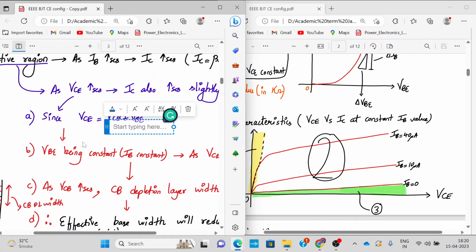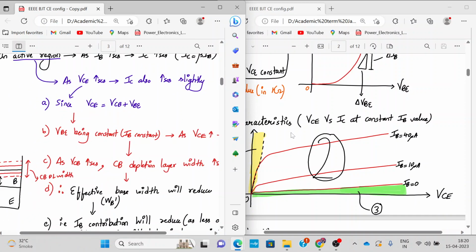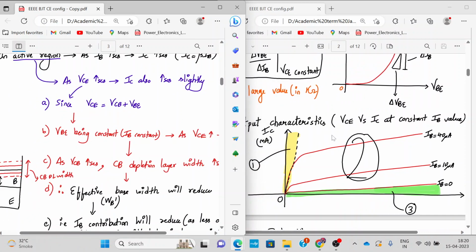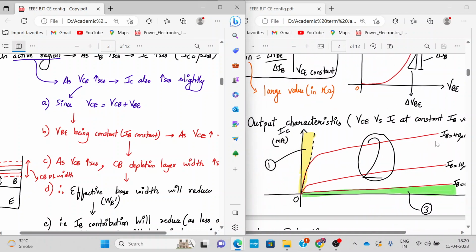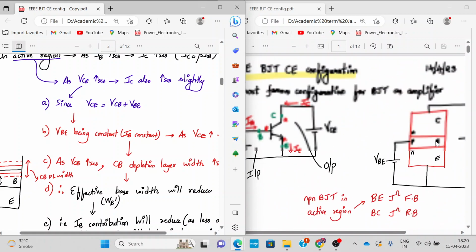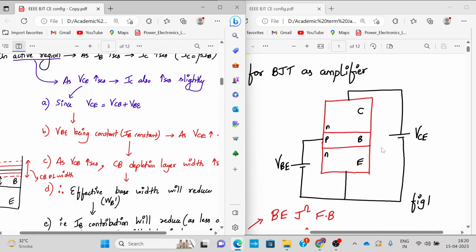Wait a second. So what are we explaining? We are explaining why, with the increase in the value of VCE, the IC value slightly increases. All right, so let's get back to this diagram and explain it.